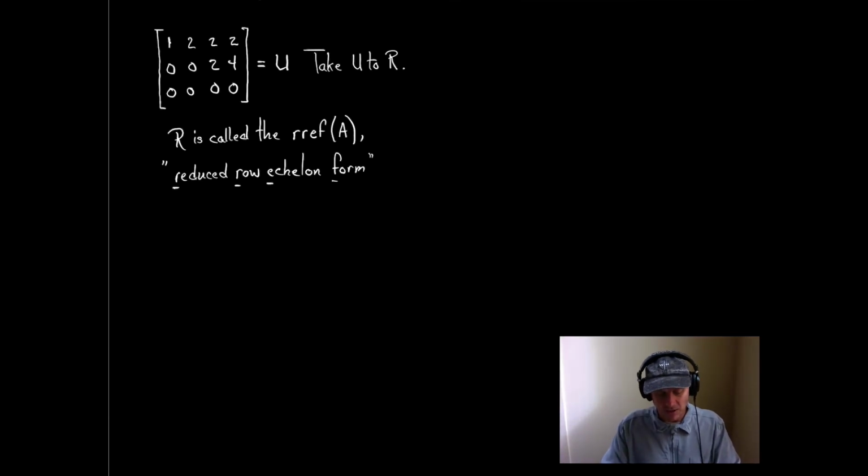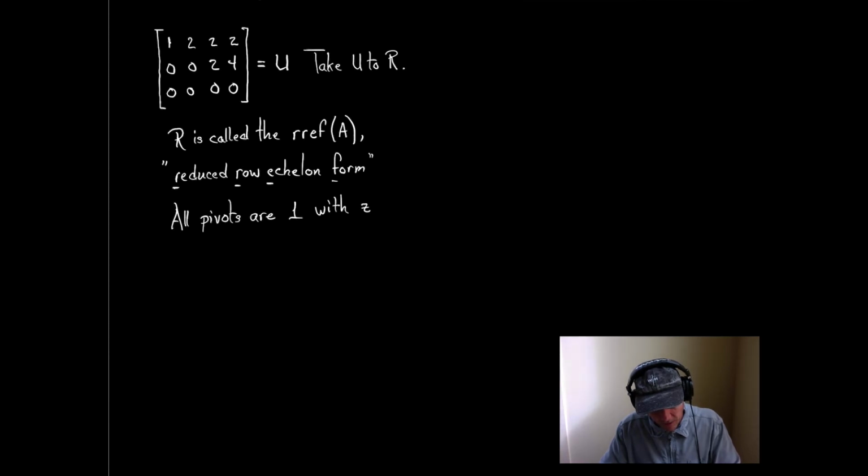Now, here's what we need to do. So RREF has all pivots equal to one, with zeros above and below.